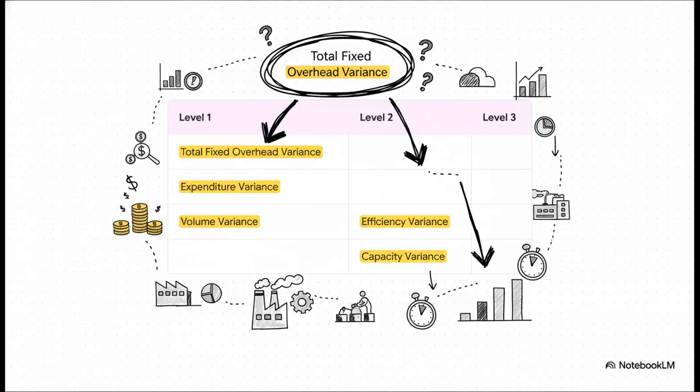And this table right here, this is our whole journey laid out visually. See how it works? At the very top, we have the total fixed overhead variance. That's our starting point. It splits into two main reasons. Expenditure, did we spend too much on our bills? And volume, did our production level mess things up? Then, volume splits even further. We're going to follow this path exactly.